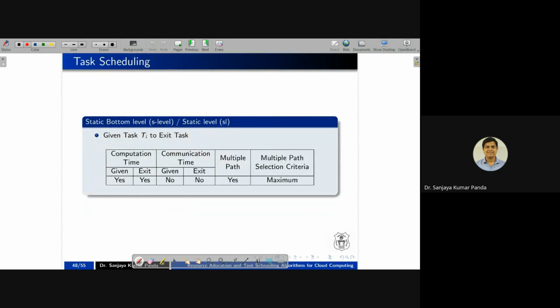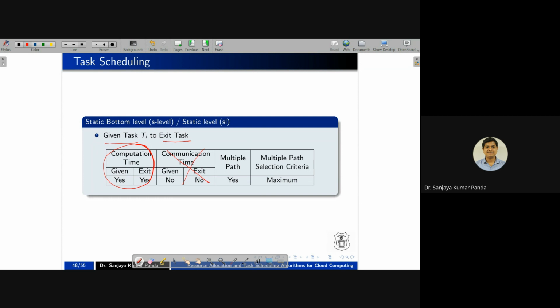Similarly, there is another parameter called the static bottom level. Static bottom level is the same as our B level. In the B level case also we are calculating from the given task to the exit task. Here also we are calculating from the given task to the exit task. But the thing is that here you are considering only the computation time. You are not going to consider the communication time.